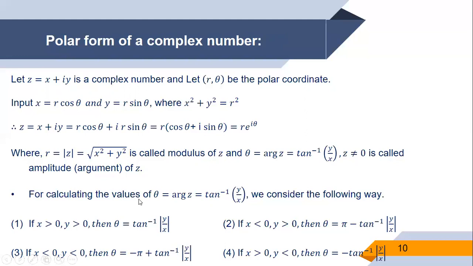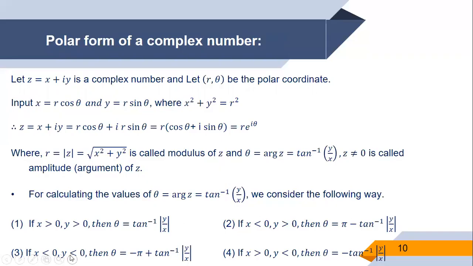Now for calculating the value of theta, we consider the following, because this depends on the quadrant. That means the signs of x and y. So the first quadrant, then second quadrant, third quadrant, and fourth quadrant give different values of theta. If x greater than 0, y greater than 0, that is the first quadrant, then theta is equal to tan inverse y by x. If x less than 0, y greater than 0, then theta is equal to pi minus tan inverse y by x.